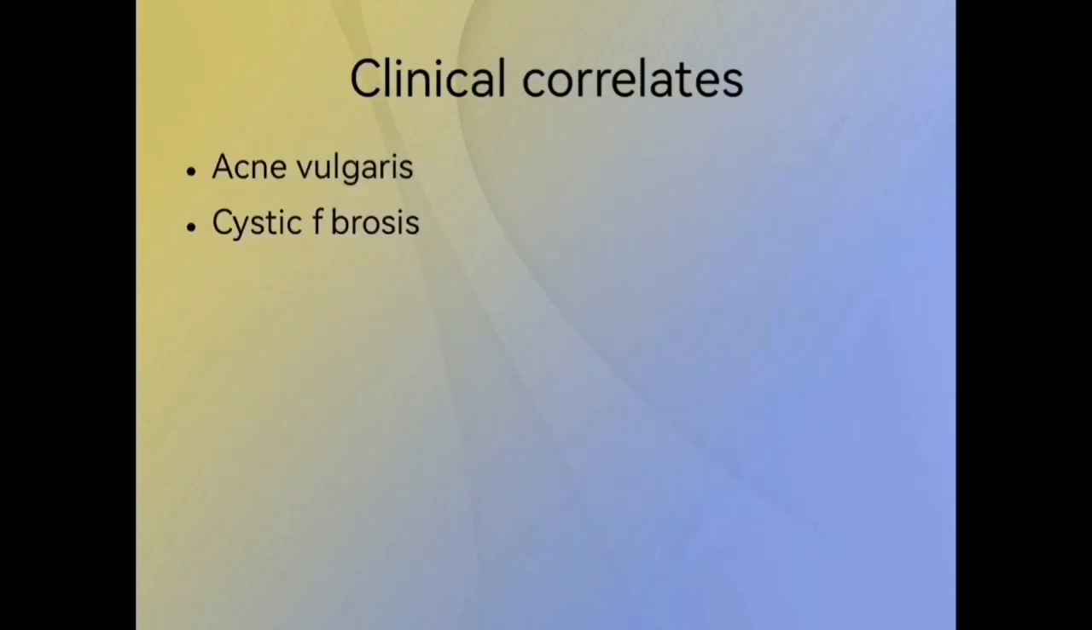Now let us look at the clinical correlates. Acne vulgaris is an inflammatory disorder of our pilosebaceous unit. Recall that the pilosebaceous unit is a hair follicle with its associated sebaceous glands. That pilosebaceous unit becomes inflamed. This inflammation blocks the ducts of the follicle such that we no longer have secretion of sebaceous glands onto the skin surface. This results in what's called acne vulgaris.